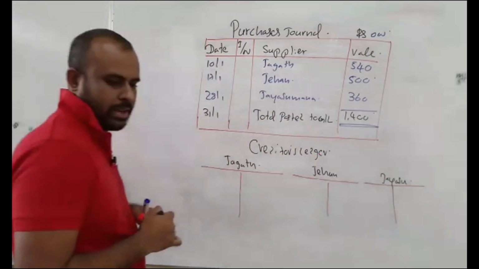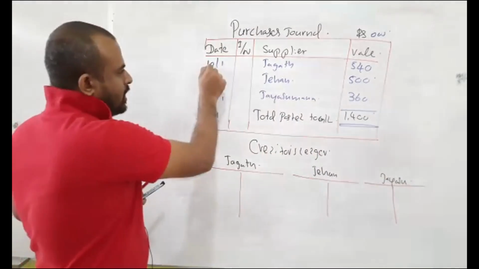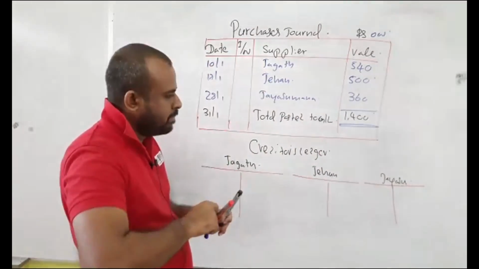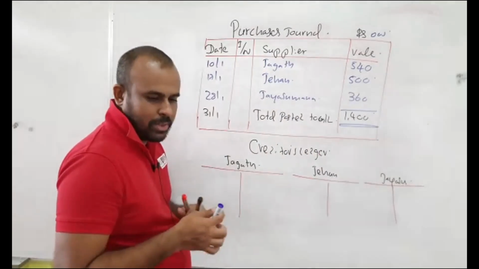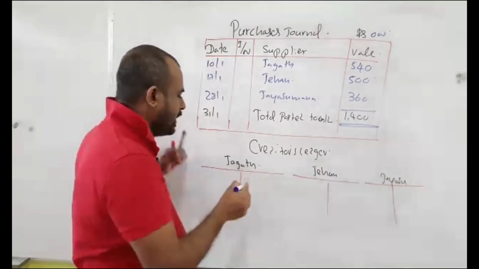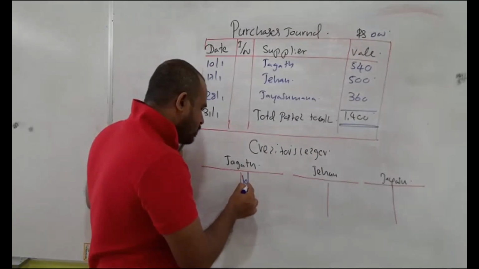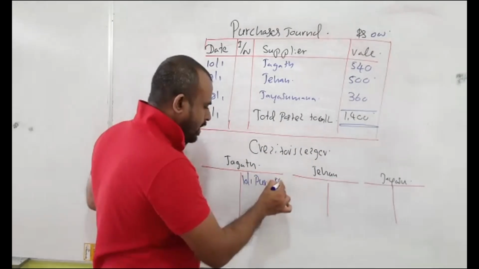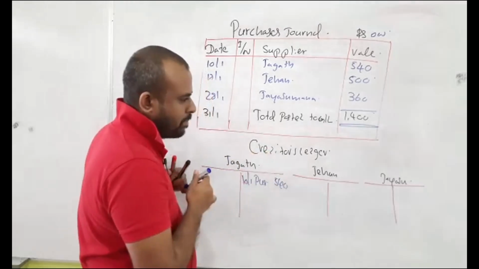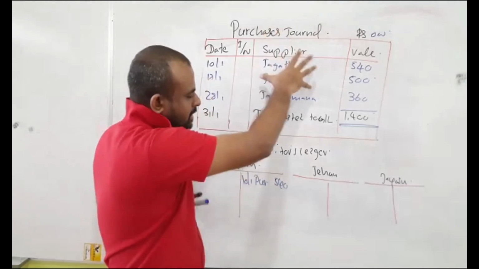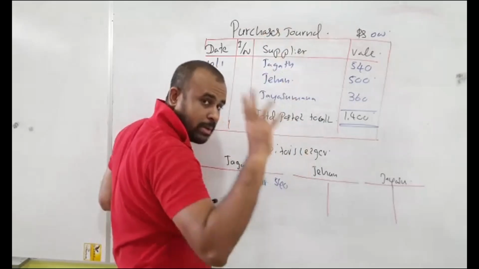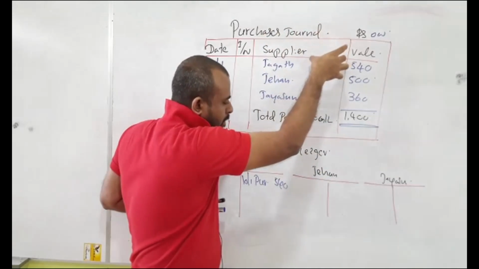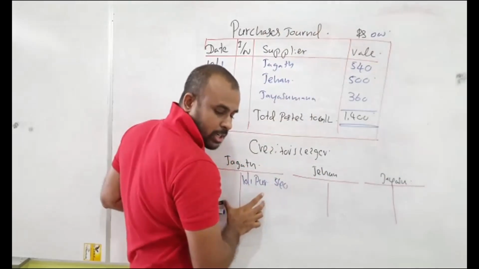What are you supposed to do then? On 10th January, you did a purchase from Jagat. Tell me, if we make a credit purchase from Jagat, what should we do? It has to be credited to Jagat's account on the same day, the same purchase of rupees 540,000. We made this figure after finishing the purchases journal. But remember, from here on, as soon as the transaction is updated in the purchases journal, the individual ledger accounts must be updated the same day.